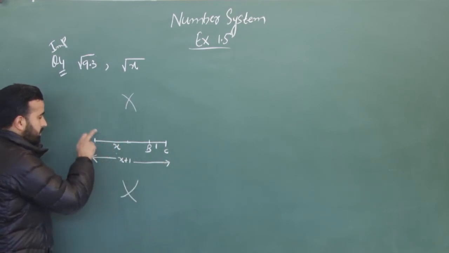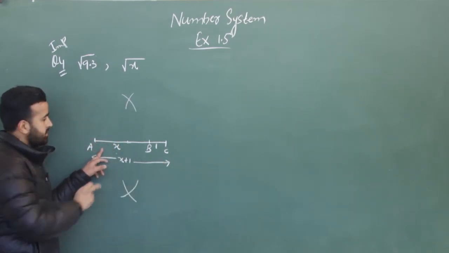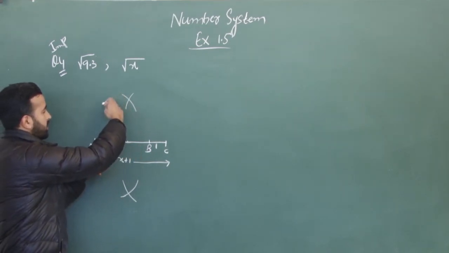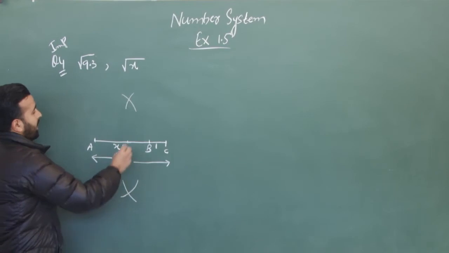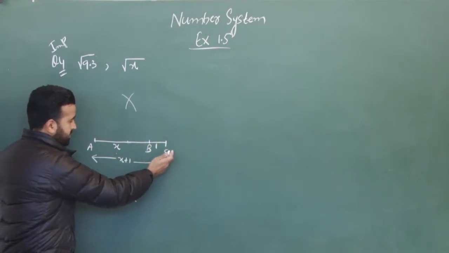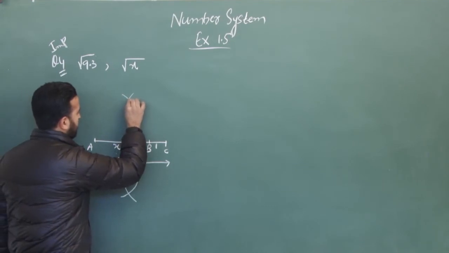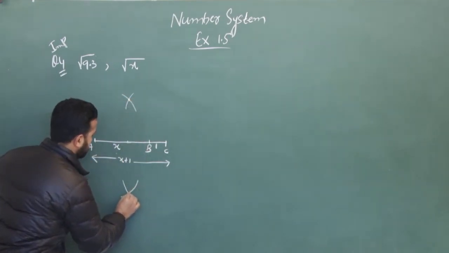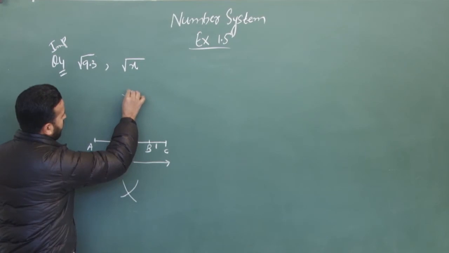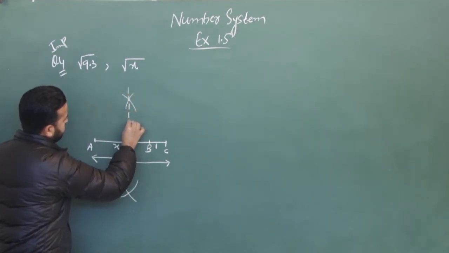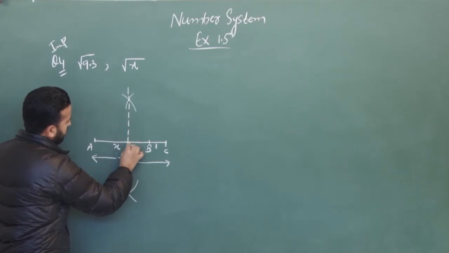First of all, what we did: with A as center and radius equal to more than half of AC, draw arcs on either side of AC. And again with C as center and the same radius, draw another two arcs intersecting the two previous arcs. And then we have to join them so as to get the perpendicular bisector.